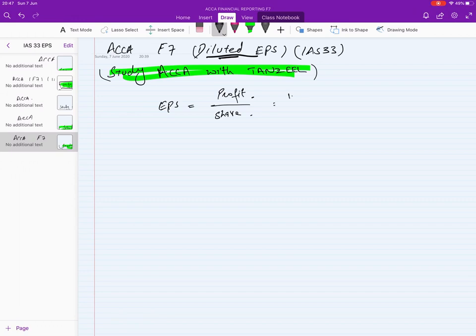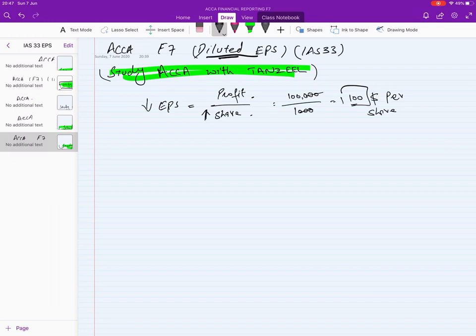Suppose profit is $100,000 and the company has 1,000 shares. So you can see the company is making $100 profit per share. It means the company is giving you $100 against one share. Now in the near future, if you get this information that the company is issuing more shares, it means the denominator will increase. Mathematically, if this value increases, this value will go down.